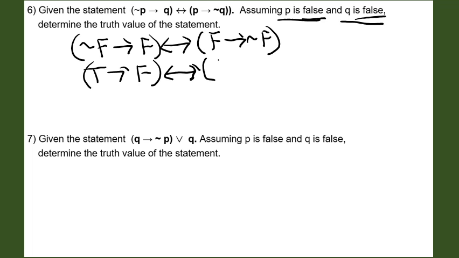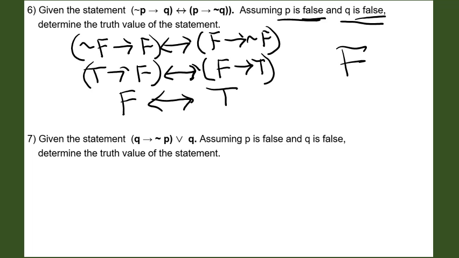All right, over here, negation of a false is true. On the left-hand side, we have an if-then. A T gives an F, that's false. On the right side, we have a false gives a T, that is true. If and only if is true when they have the same truth values. They do not. So this statement here is false under this scenario.